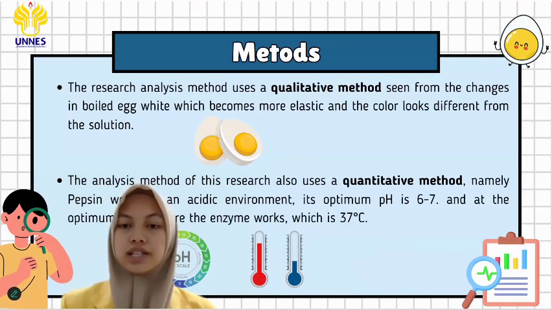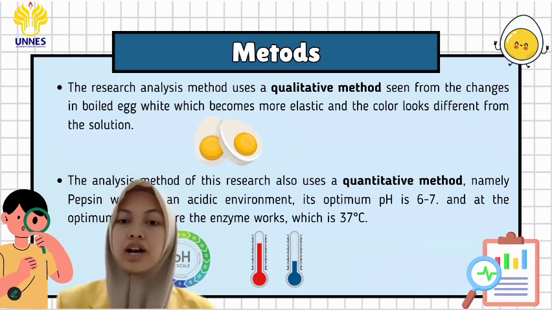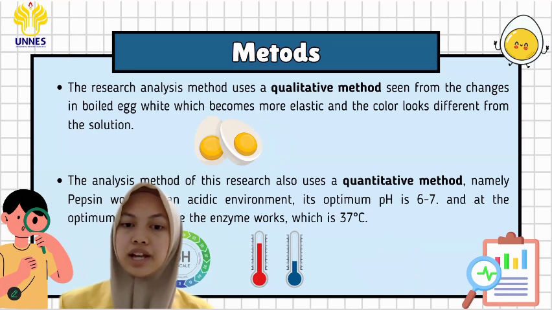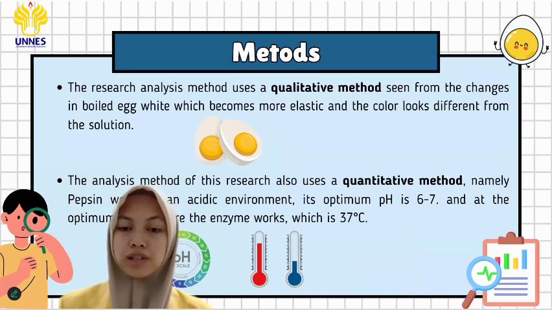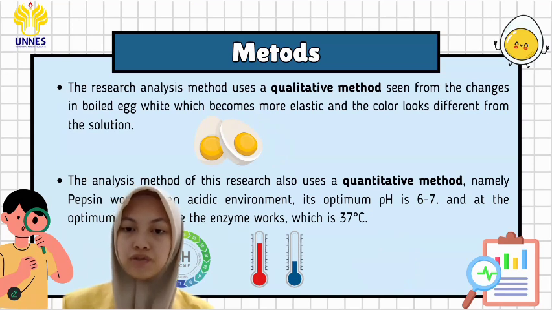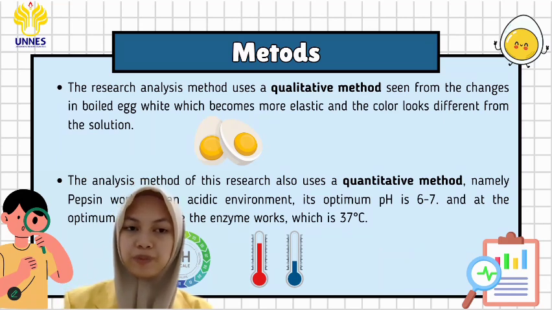Now, this study uses a qualitative analysis method by observing physical changes in boiled egg whites, such as elasticity and color change. Quantitatively, the analysis is carried out based on the optimal condition for the pepsin enzyme to work at certain pH and temperature numbers.